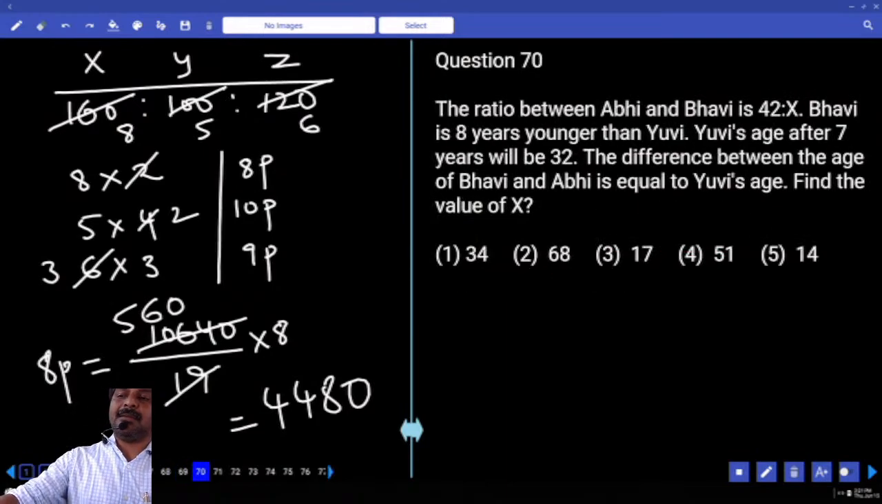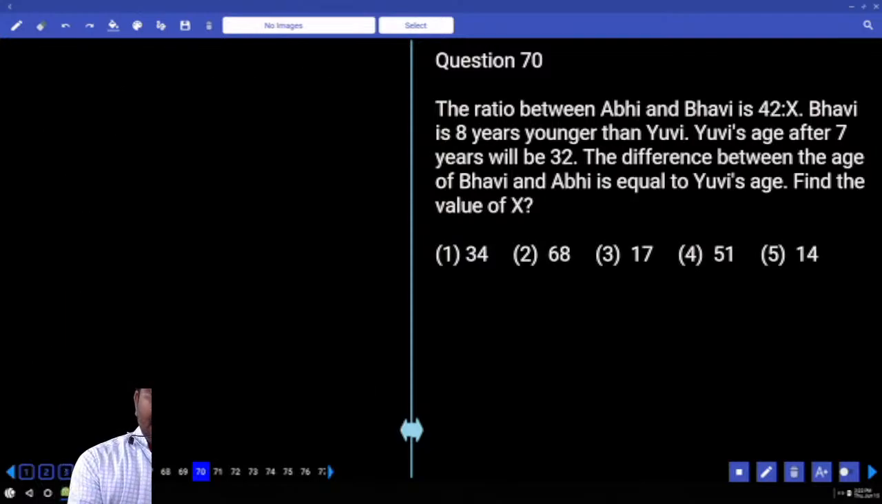The ratio between Abhi and Bhavi is 42:X. Bhavi is 8 years younger than UV. UV's age after 7 years will be 32. The difference between the ages of Bhavi and Abhi is equal to UV's age. Find the value of X.